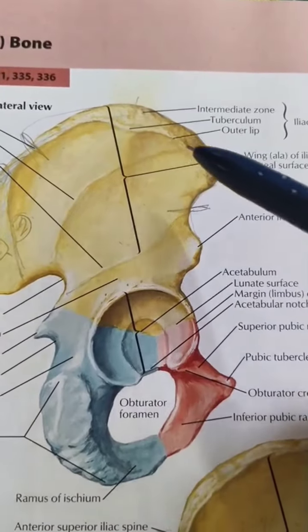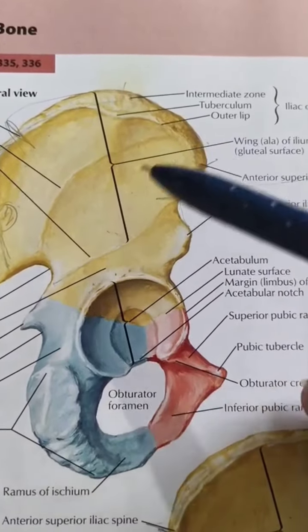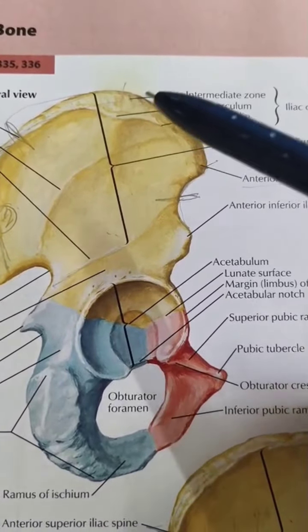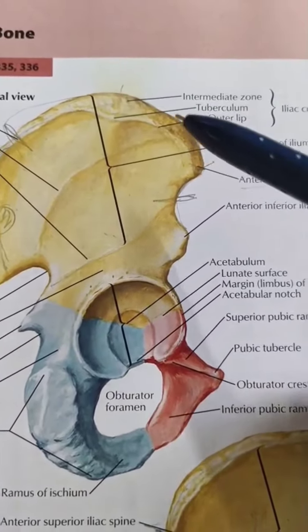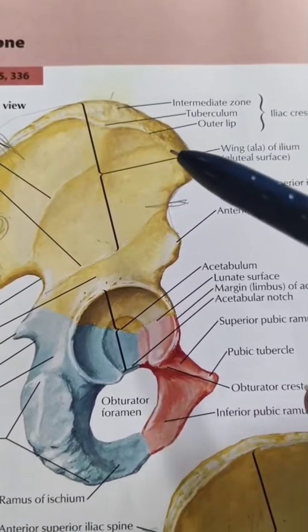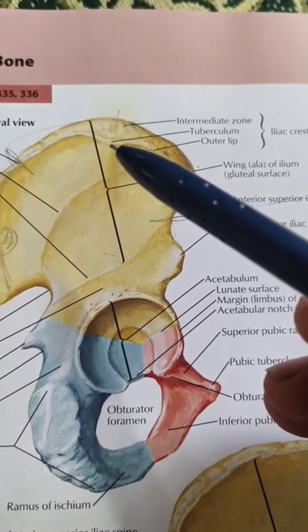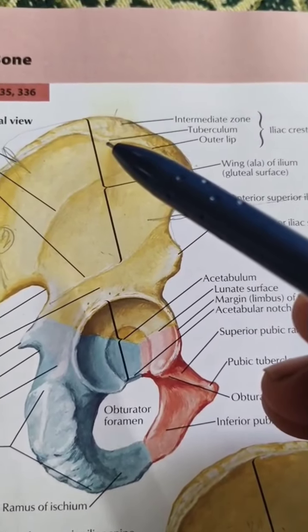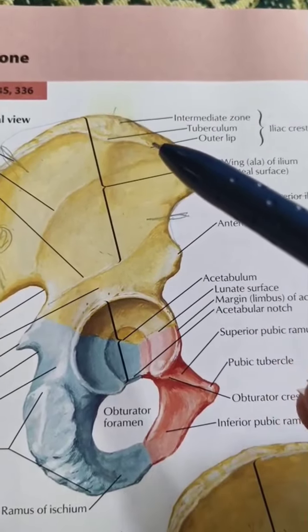See this sharp outer lip, that is on the gluteal surface side, and similarly it has one inner lip on the pelvic side, and in between, see, this is the intermediate zone. Over this outer lip there is a tubercle, that is the tubercle of the iliac crest, which lies over the outer lip.